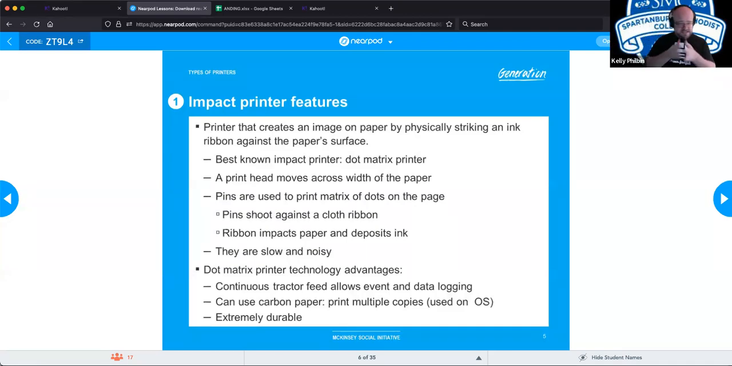And what it has is a series of little pistons inside there, or pins or dots, that will impact this ribbon as the head moves across, creating those sometimes images. They're very rudimentary images, but images and letters across the page. So the pins shoot out, impact that cloth ribbon, deposits the ink. They're extremely slow and extremely noisy, but they do have some advantages.